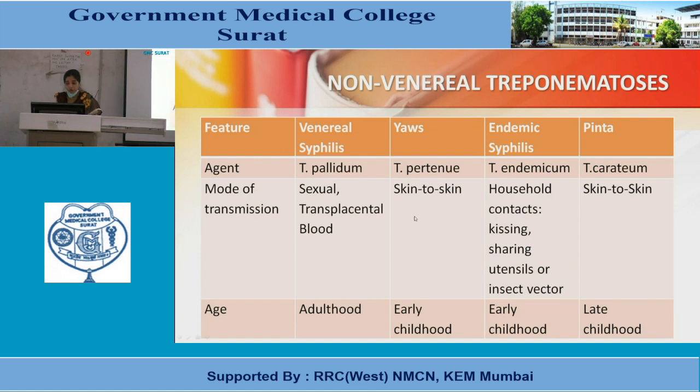Yaws spreads by skin to skin contact. Endemic syphilis is caused by household contacts like kissing, sharing utensils, or insect vectors. And Pinta disease is transmitted by skin to skin contact. Age: venereal syphilis occurs in adulthood. Yaws occurs in early childhood. Endemic syphilis also occurs in early childhood, and Pinta in late childhood.